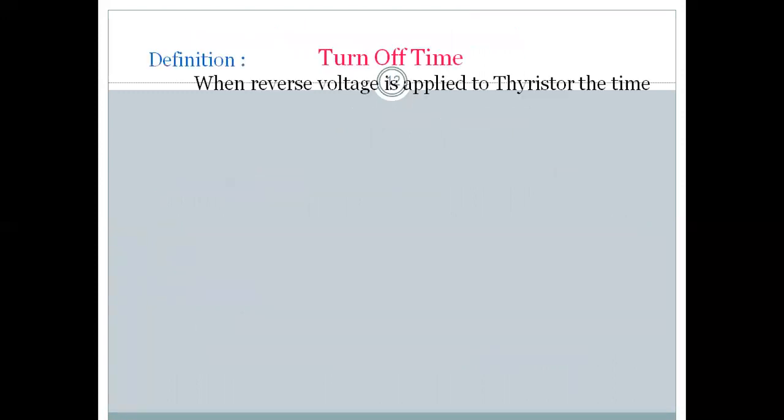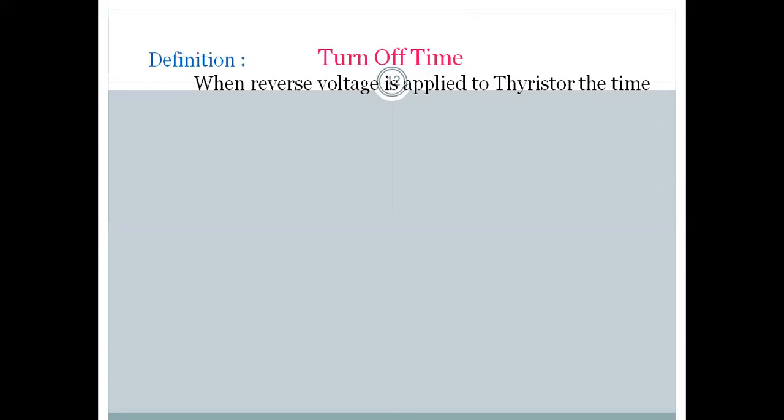Then turn off time. Coming to the definition of turn off time, it is defined as the time required from the zero current point to the time when the thyristor regains its full blocking voltage in the positive direction after the application of reverse voltage.